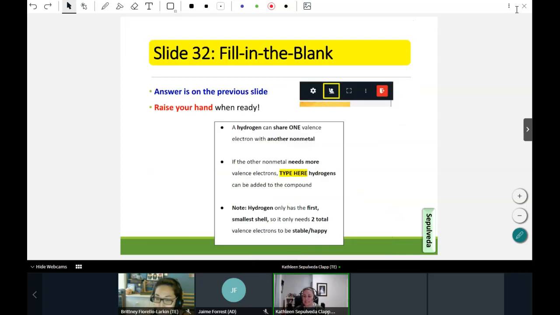The other nonmetals need more valence electrons. Additional hydrogens can be added to the compound. Let me go ahead and put that up there. Additional hydrogens can be added to the compound. Go ahead and lock in your answers. Again, it's only one answer, so we're only going to give you 20 seconds. Time is of the essence here. Hands raised. Let's get 100%.